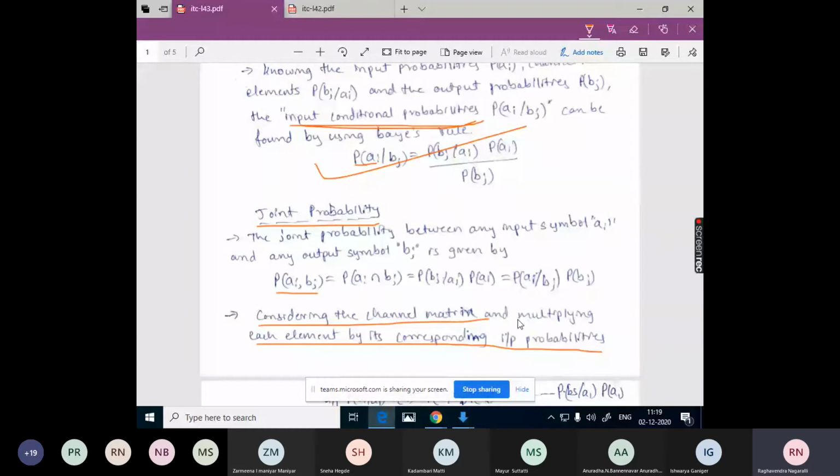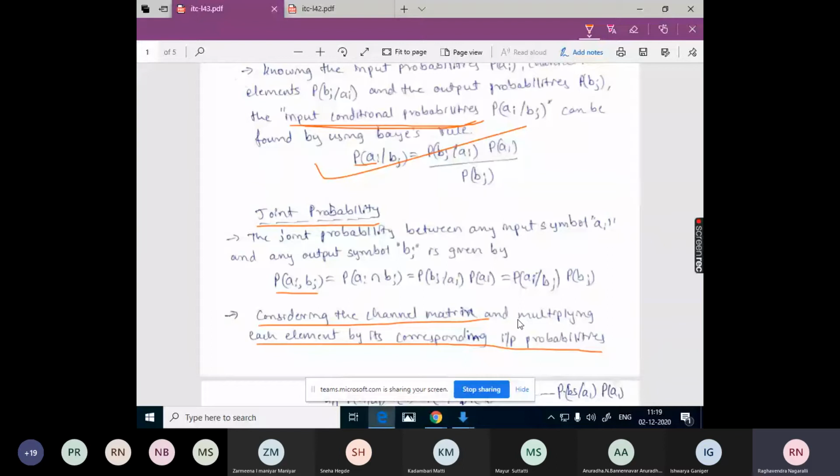So this is not there with our channel matrix. In the channel matrix we can't say that the sum of all these probabilities is equal to the probability of the output symbol, but we can calculate and examine that with the JPM.